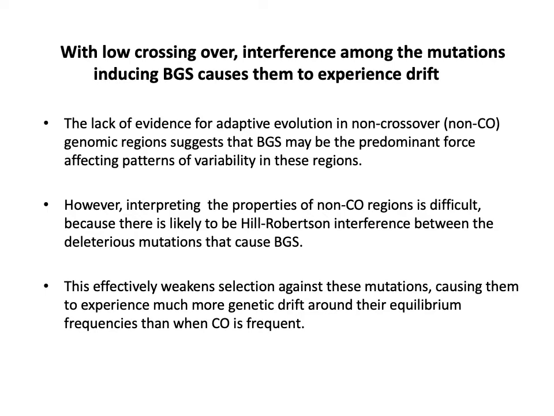This lack of evidence for adaptive evolution in non-crossover regions suggests that background selection may be the most important factor operating in these regions. But interpreting their properties is difficult because there's likely to be Hill-Robertson interference between the mutations causing background selection. This interference weakens selection against the mutations, causing them to experience drift around their equilibrium frequencies, which is much less marked when crossing over is frequent, and then you can assume mutation selection balance, which makes the predictions much simpler.